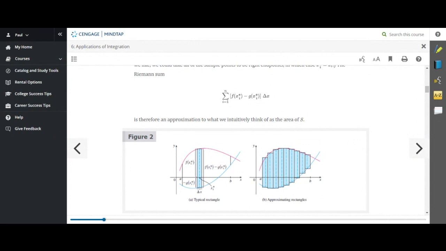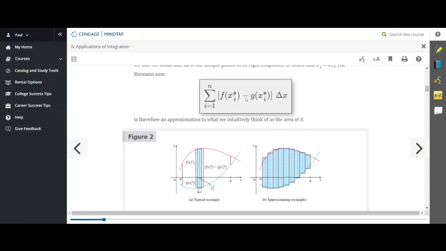You see that in figure 2a? You see the rectangle there? How the rectangle is inscribed between the two curves. And the height of the rectangle is the difference between the function f of x and the function g of x. f of x minus g of x. That's the height of the rectangle. And then the width of the rectangle is delta x.